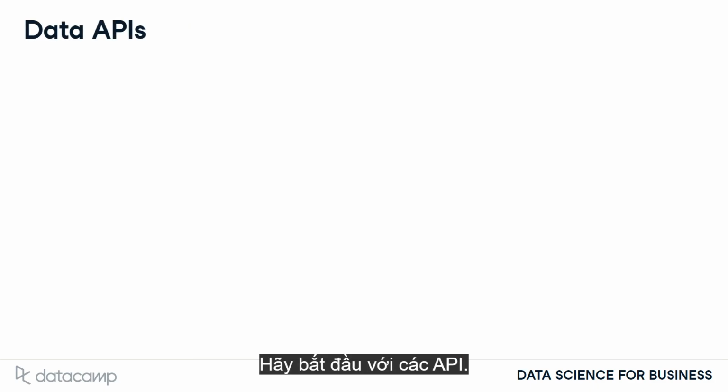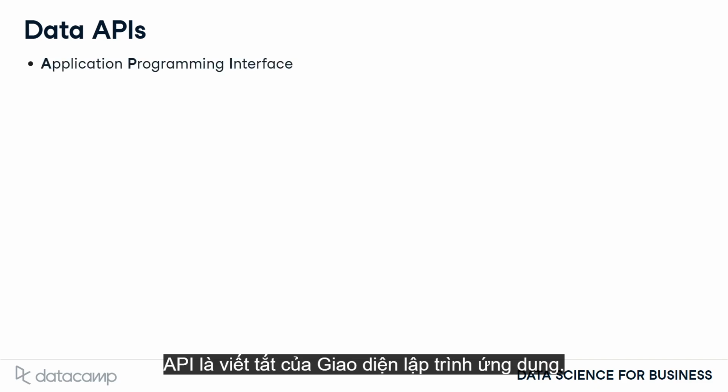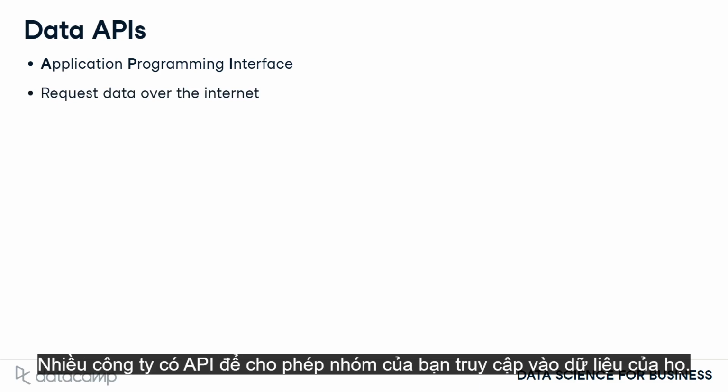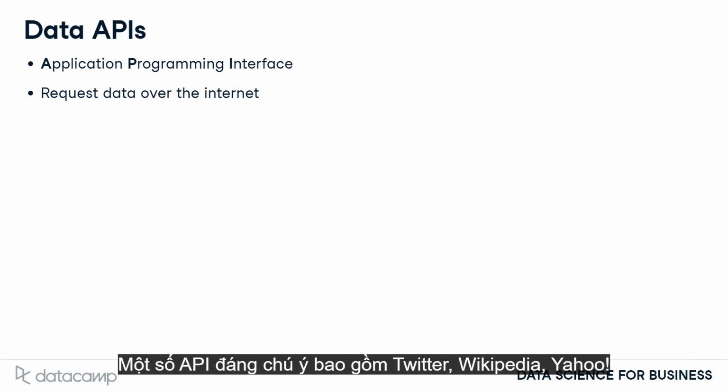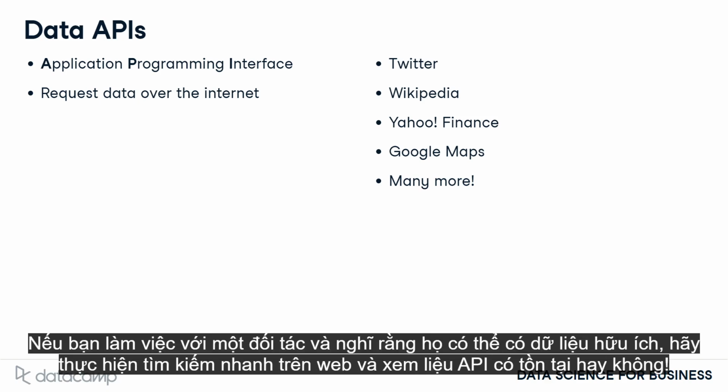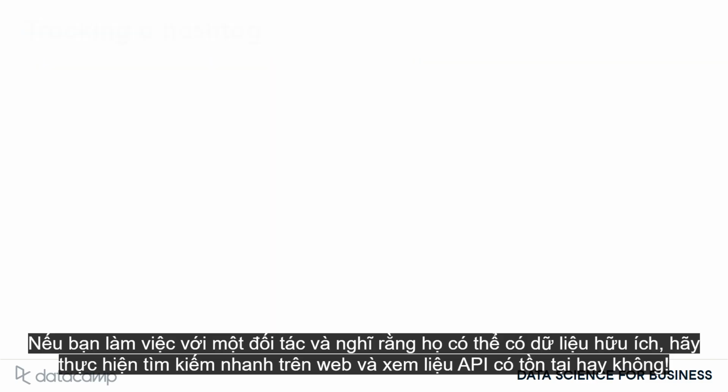Let's begin with APIs. API stands for Application Programming Interface. It's an easy way of requesting data from a third party over the internet. Many companies have APIs to let your team access their data. Some notable APIs include Twitter, Wikipedia, Yahoo Finance, and Google Maps. But there are many, many more. If you work with a partner and think that they might have useful data, do a quick web search and see if an API exists.